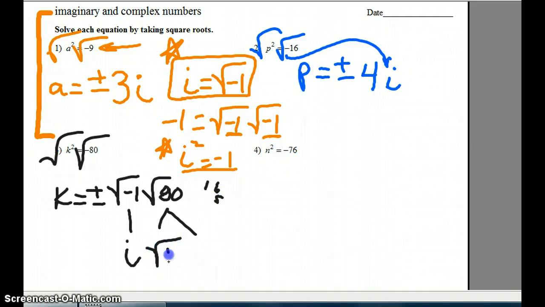So this is what we did the other day. We have to break those up into two different numbers, one being a perfect square. So the square root of 16 is 4. We'll have this i and the square root of 5. That's a little bit more difficult. So hit pause and go back and re-listen to this value again, and then try problem number 4 on your own.